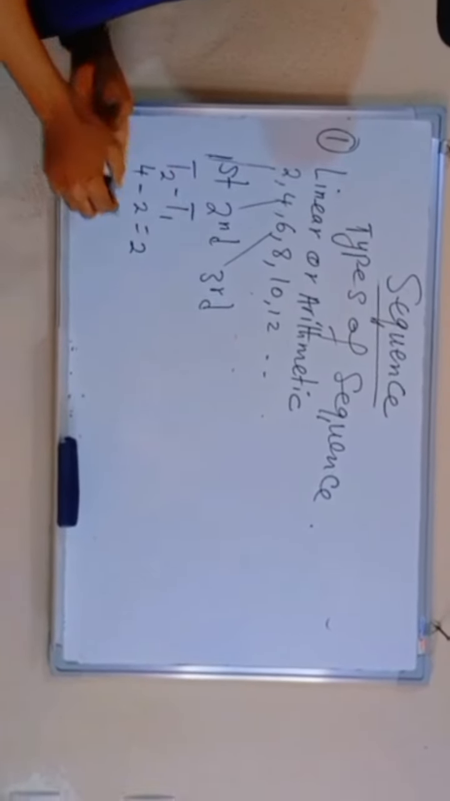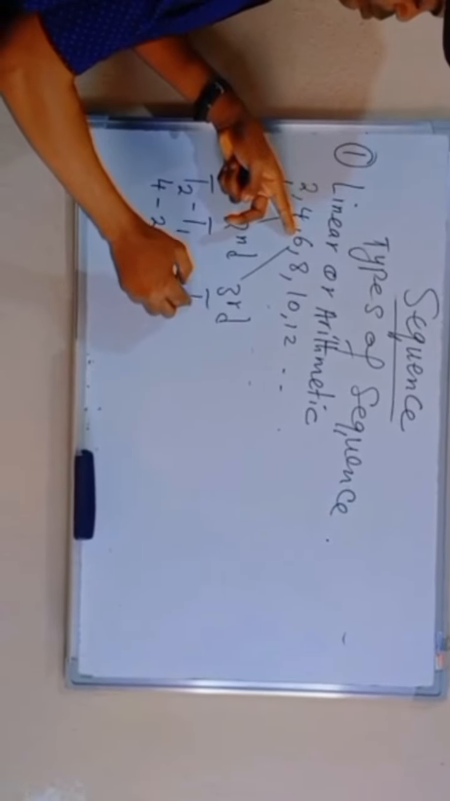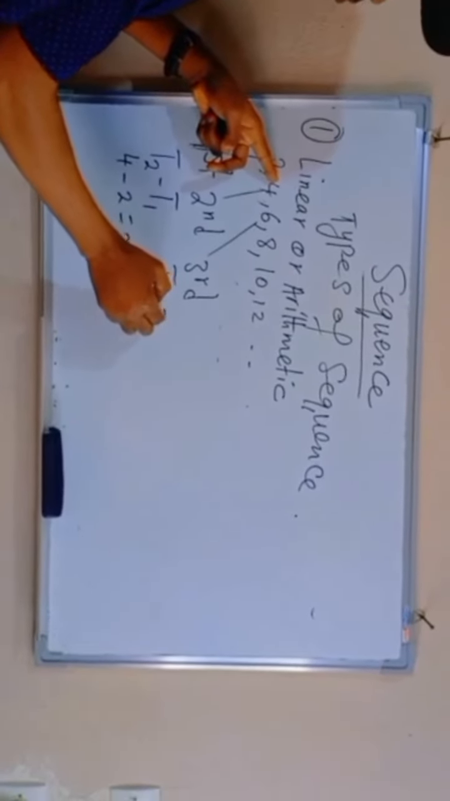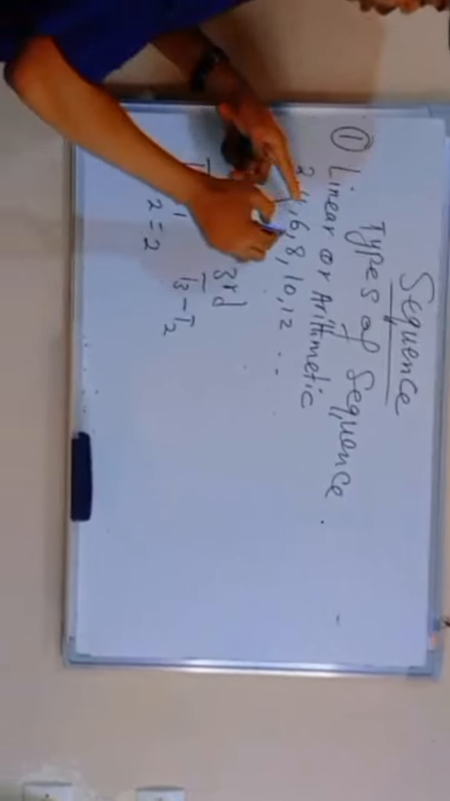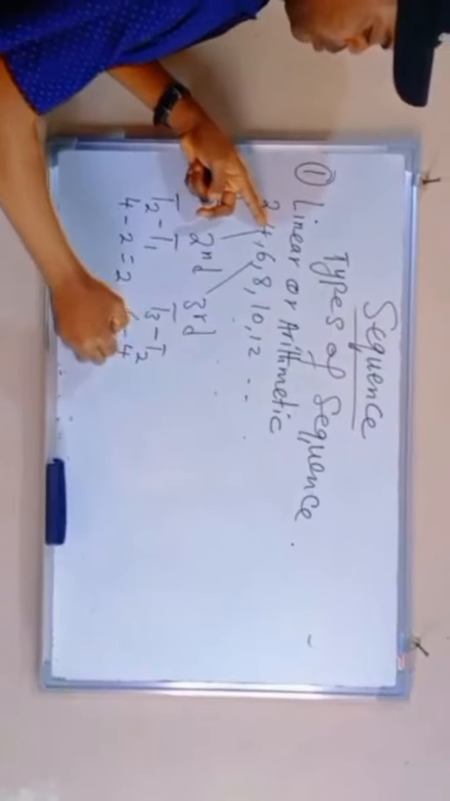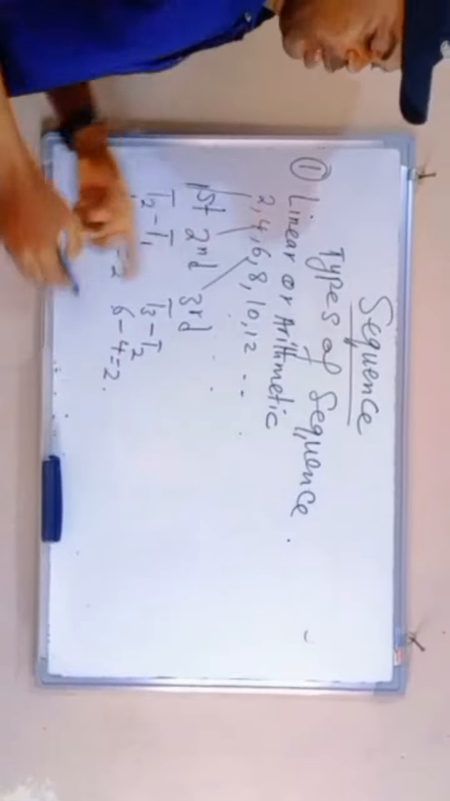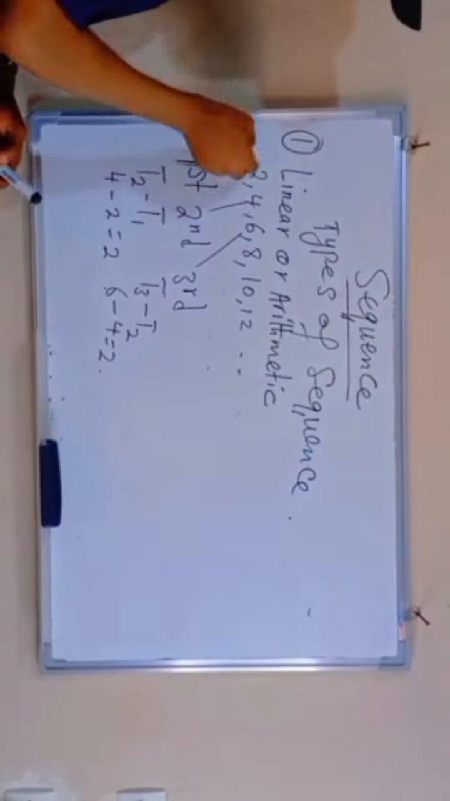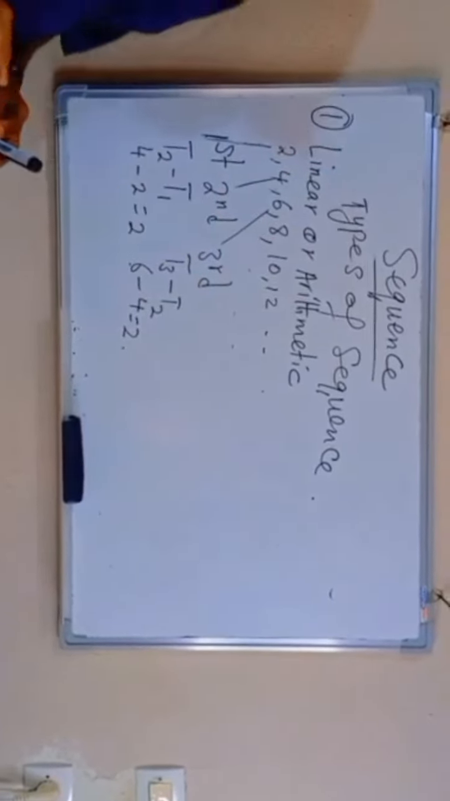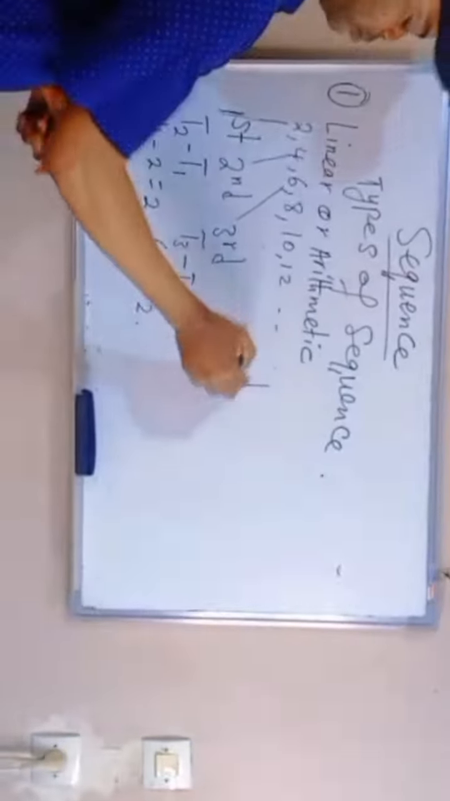Another way to get the common difference is to say 6, which is the third term here, minus the second term, which is 4. Taking 4 away from 6 gives you 2. In other words, the difference between each term of the sequence is called the common difference, represented with the letter D.